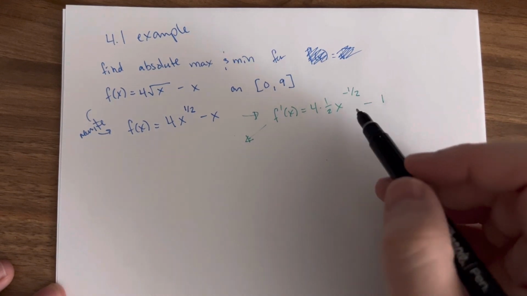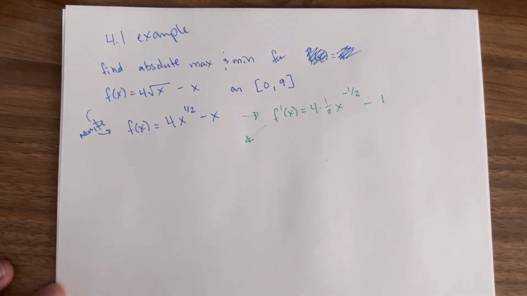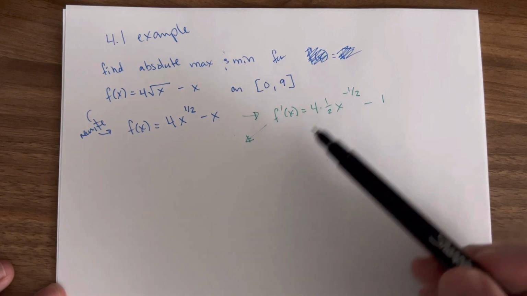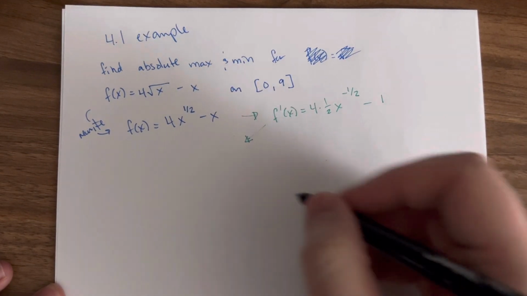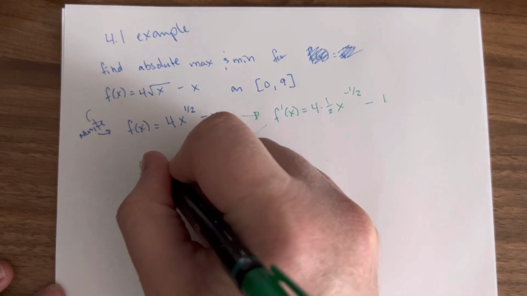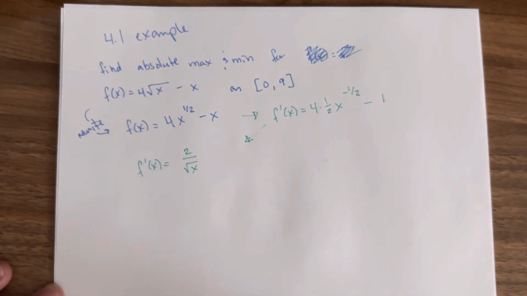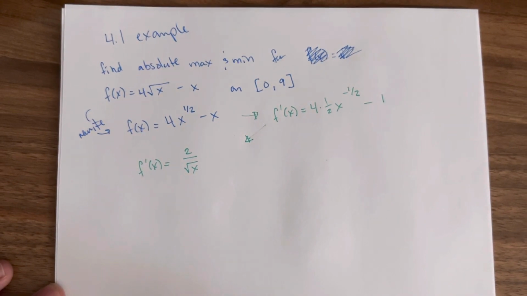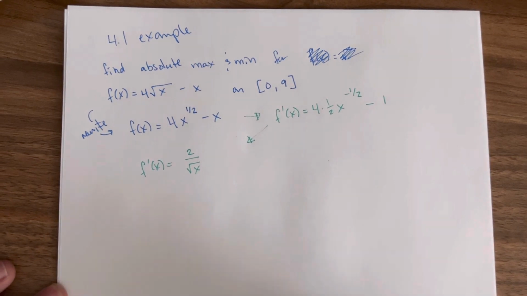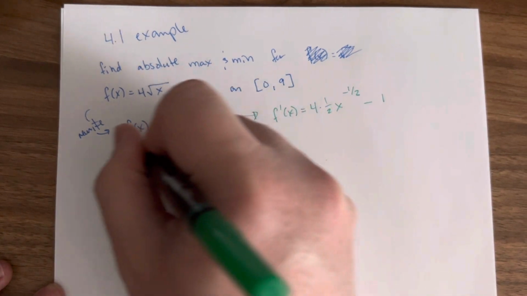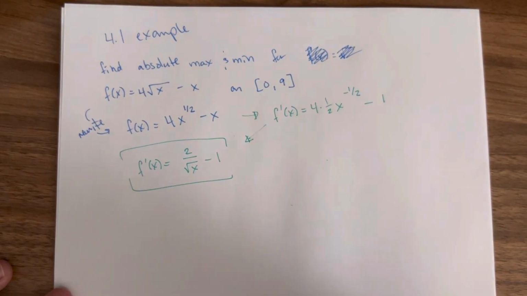Because we now have to do algebra with the derivative, we'll simplify a little bit and let's rewrite it. The 1/2 means the root. Because it's negative, it means in the denominator. So f prime of x is essentially 2 divided by the root of x. So x to the negative 1/2 would be 1 over the root of x. 4 and the 1/2 gets us 2, so 2 over root of x minus 1. So that's our f prime. That's what we're going to be working with.